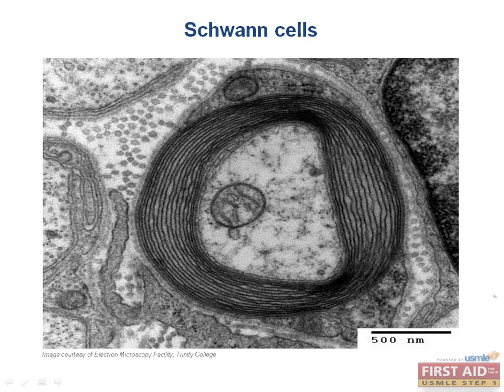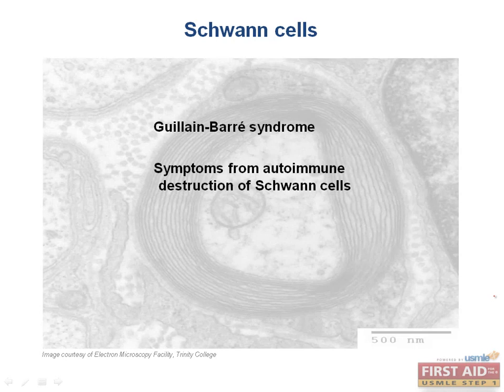In the first scenario, the patient would present with muscle weakness or paralysis. The patient might have had a recent infection with CMV or Campylobacter jejuni. What disease would this be? This would be Guillain-Barré syndrome. This is due to autoimmune attack of Schwann cells.